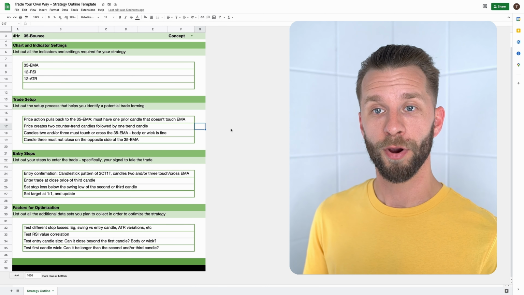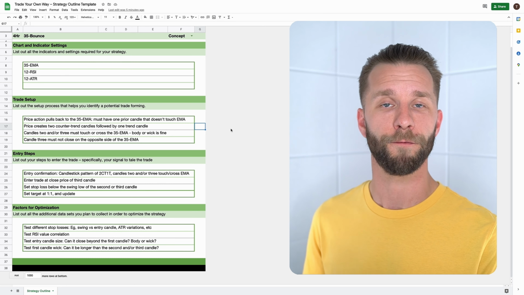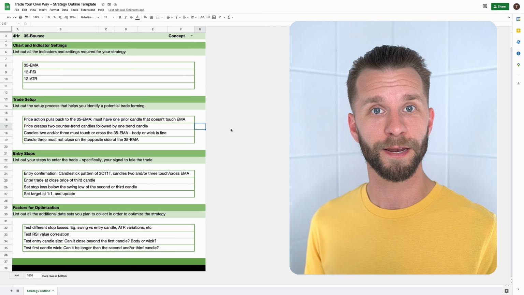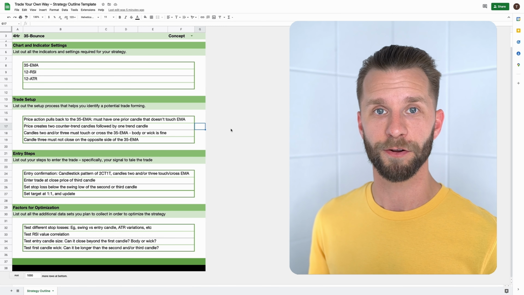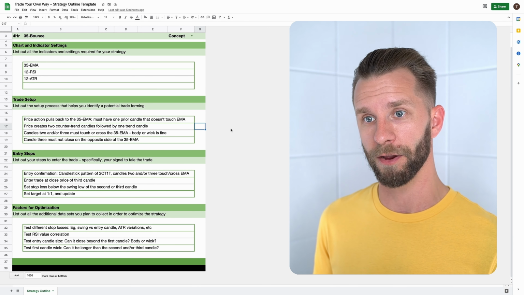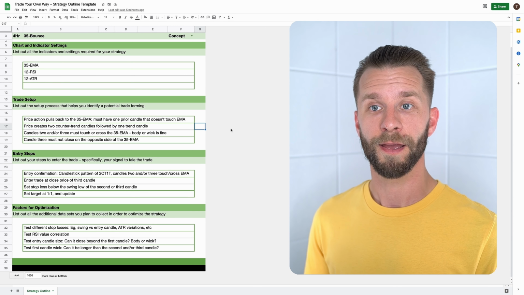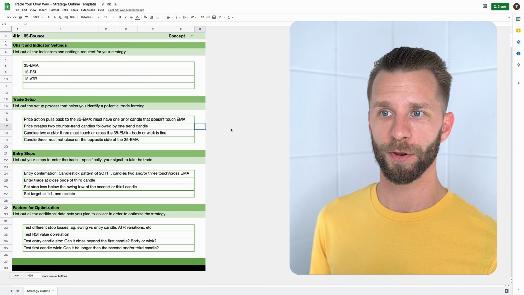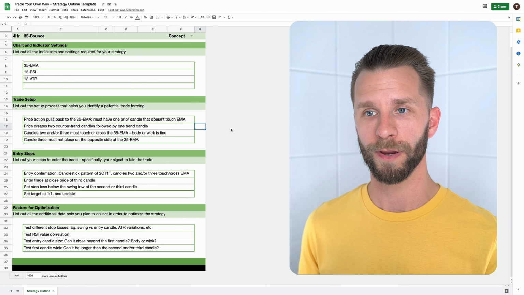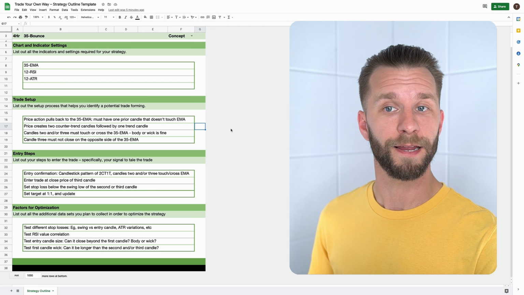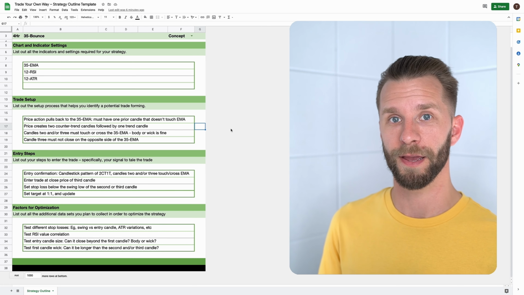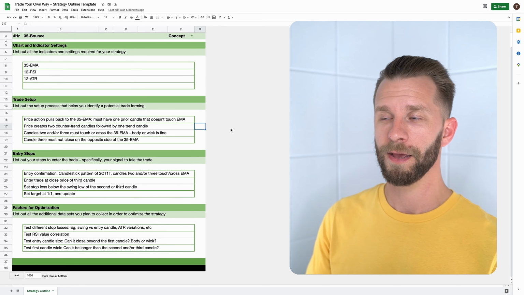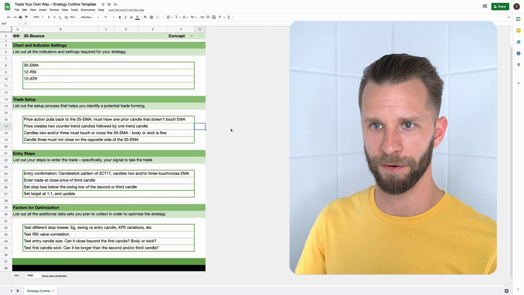The second point, price creates two counter trend candles followed by one trend candle. So if we're in an uptrend, I'm looking for two red candles followed by a green, and if we're in a downtrend, I'm looking for two green candles followed by a red. The third point, candles 2 and/or 3 must touch or cross the 35 EMA. The body or the wick is fine. So this defines that if they don't touch the 35 EMA, then there's no point trading them. That is not a valid entry. We must have that pattern and we must have it interact with that indicator.